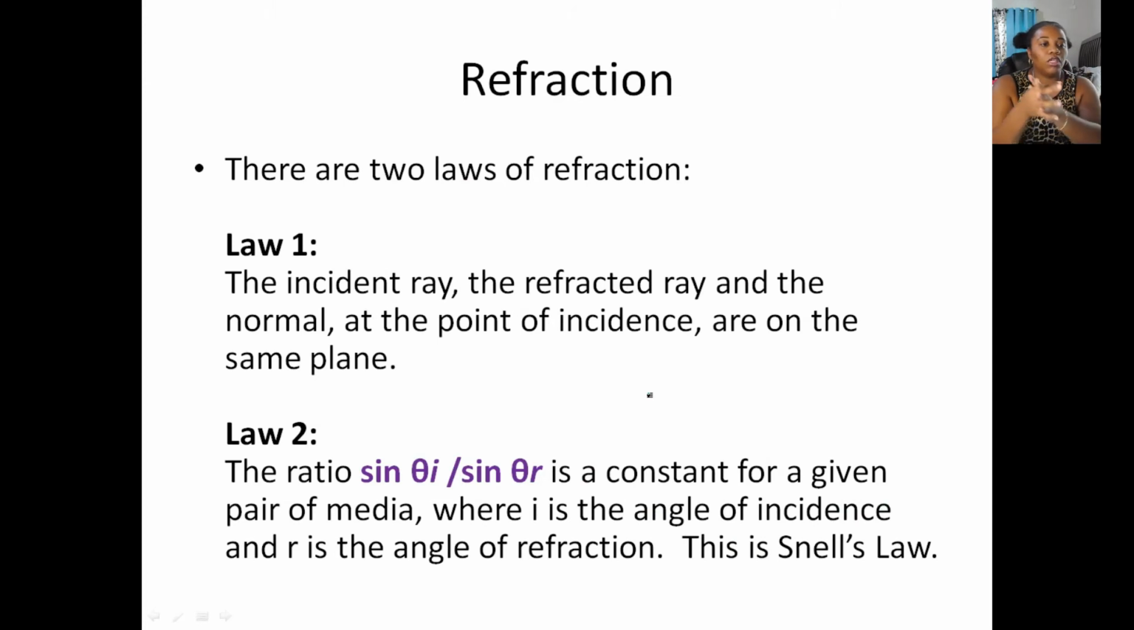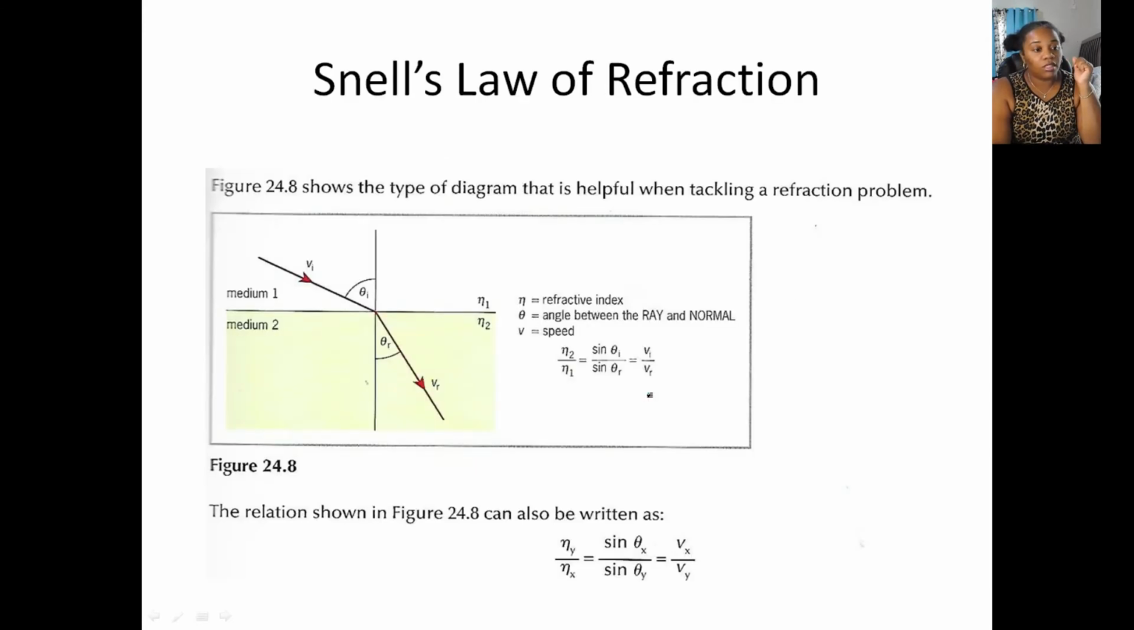Alright, so there are two laws of refraction. Law 1: the incident ray, the refracted ray, and the normal at the point of incidence are on the same plane. And law 2: the ratio of sine theta 1 over sine theta r is a constant for a given pair of media, where i is the angle of incidence and r is the angle of refraction, and this is referred to as Snell's law. And here we have it.